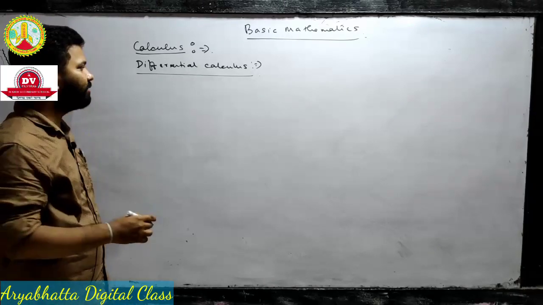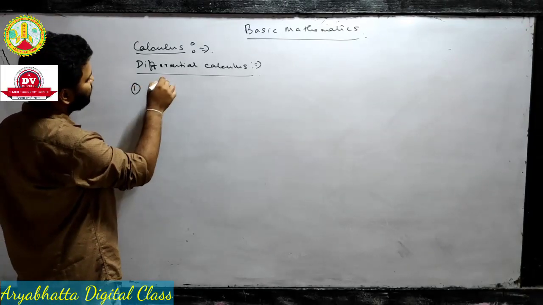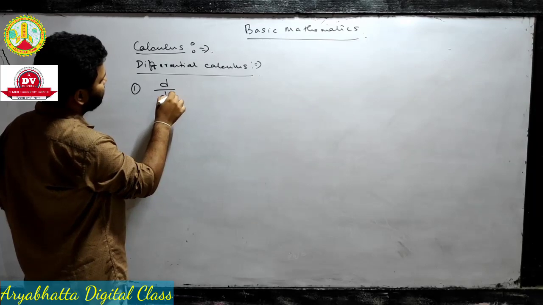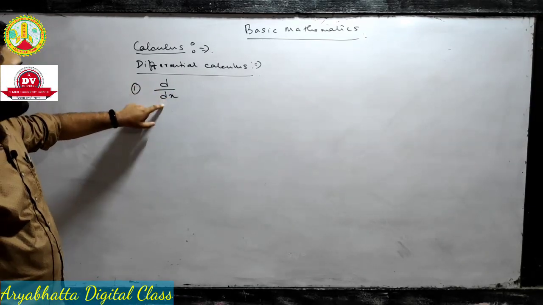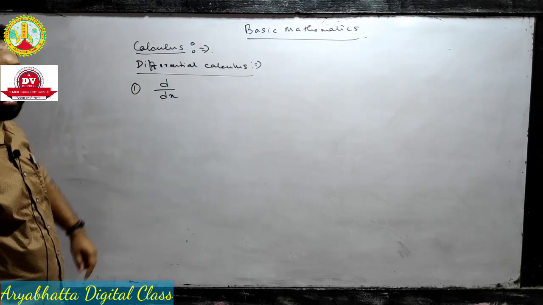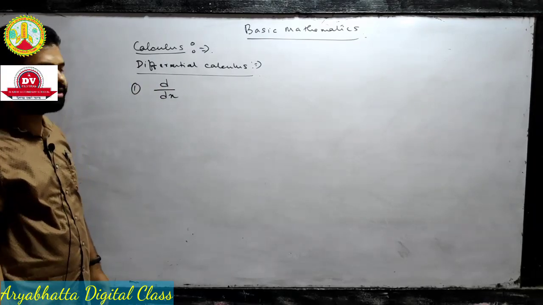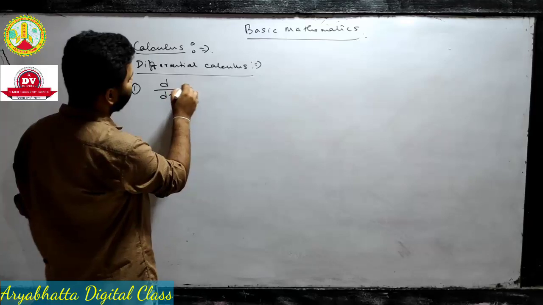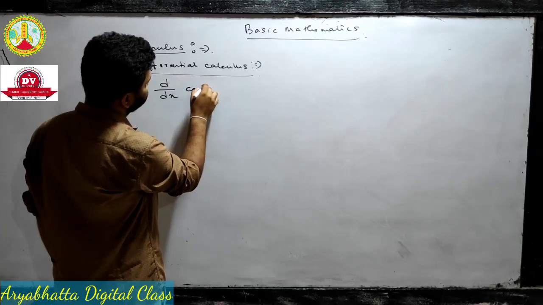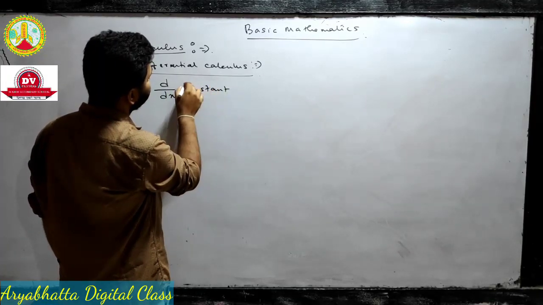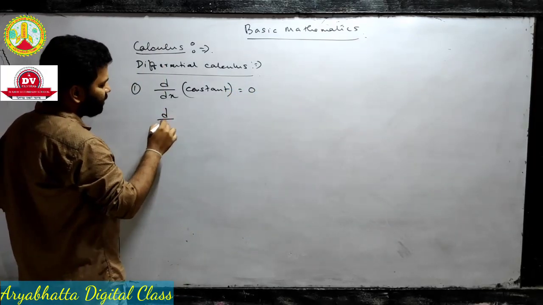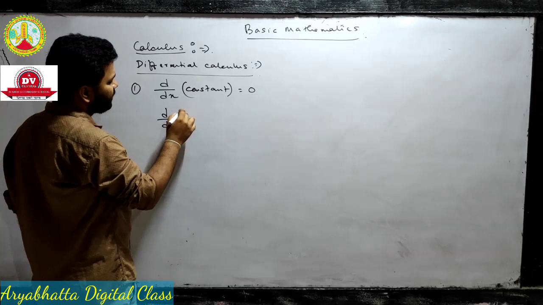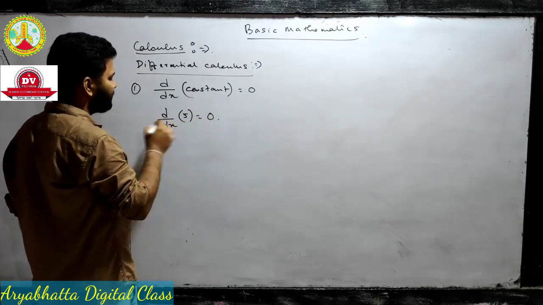So I will simply tell you the formulas. The first one is d/dx. d/dx is the differential operator. Okay, this is called the differential operator, just like sin, cos, tan, cot in trigonometry. So d/dx of any constant, if you differentiate any constant, then your answer will be 0. For example, d/dx of 5, 5 is a constant, na? So your answer will be 0.